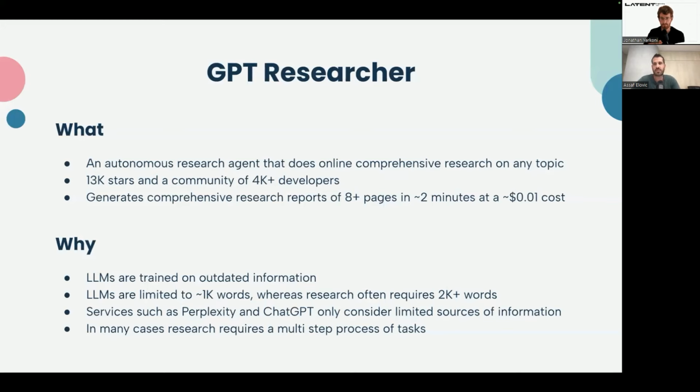GPT Researcher, in short, is an autonomous research agent that does comprehensive online research. I'm excited to see great adoption by the industry with over 13,000 stars and growing daily. We have a community of 4,000 developers on Discord. And one very interesting thing about GPT Researcher is that it can generate comprehensive reports of over 8 pages in under 2 minutes at a cost of less than a cent.